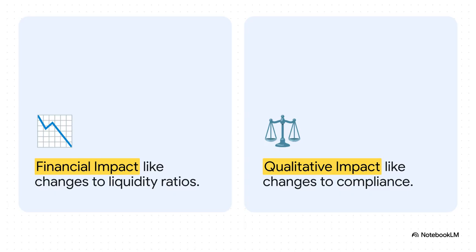Now, I want you to use dual-track thinking here. We've got to balance the hard financial impact, like changes to our liquidity ratios, against the qualitative impact, like how draining our cash might affect our regulatory compliance or our customer satisfaction.